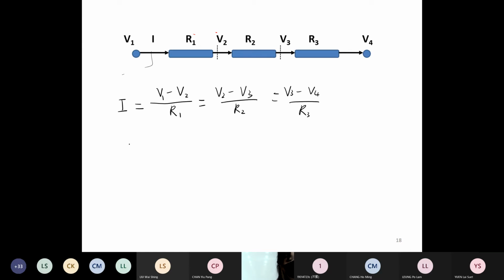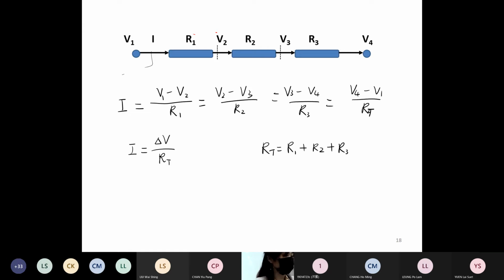So we use that, the change of voltage over the total resistor. Here, the total resistor can be simply calculated as the summation of the three resistors. Quite easy and straightforward. That's why we use this electrical analogy method for our heat conduction calculation.